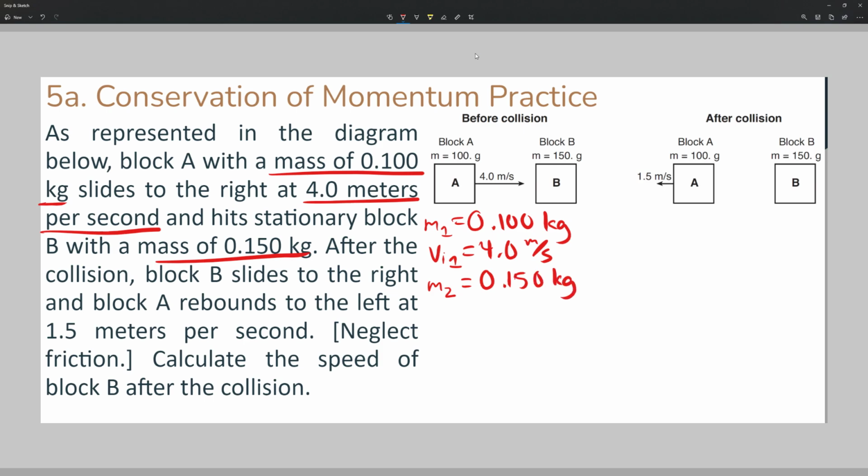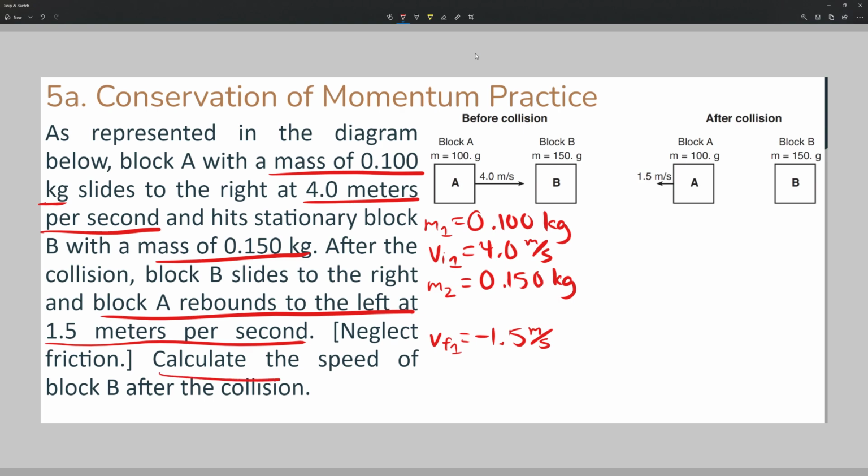And after the collision, block B slides to the right and block A rebounds to the left at 1.5 meters per second. So the final velocity of object 1 is negative, because it's going to the left now. It's going the opposite direction.